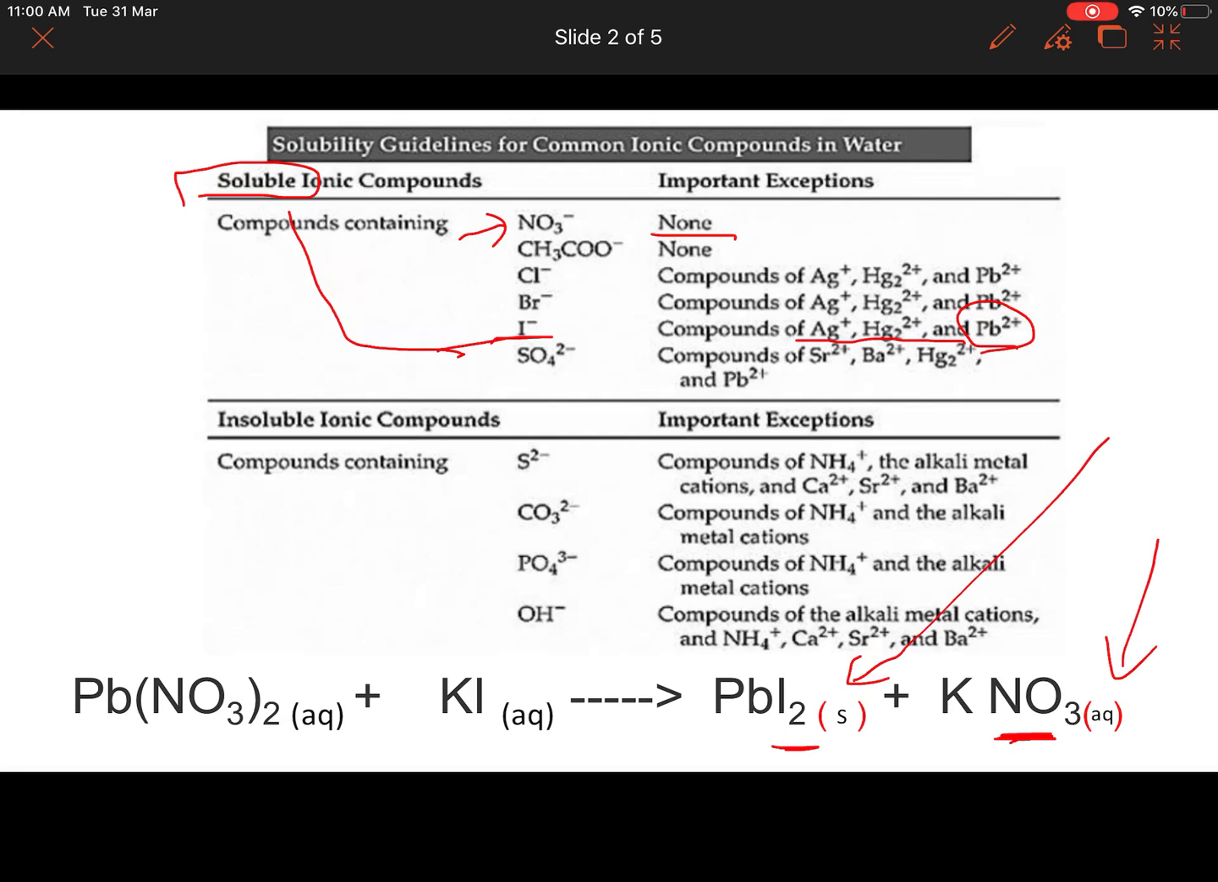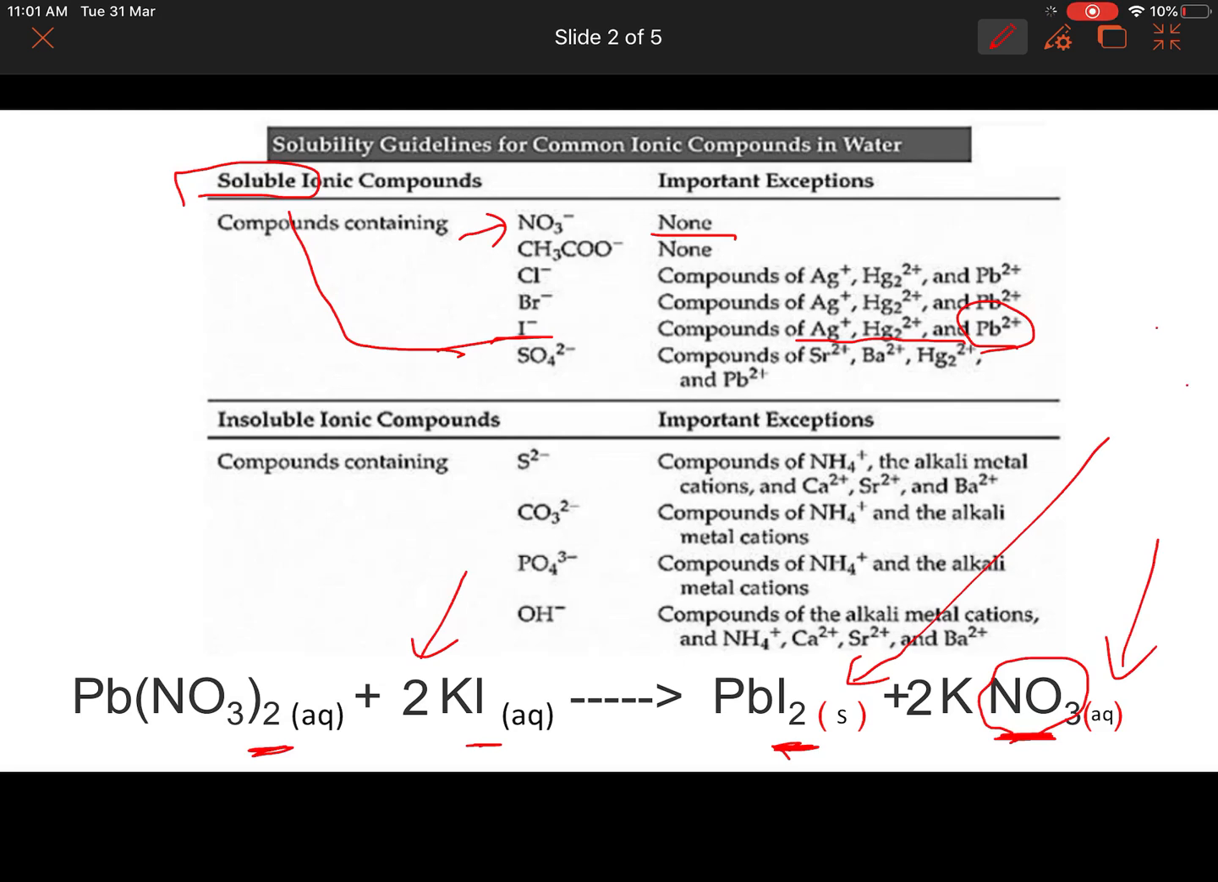In order for this one to be a chemical equation, it should be balanced. How to balance this chemical equation? Look here, we have 2 iodide, while we have here 1 I. And here we have 2 nitrates, and here we have only 1 nitrate. So to balance it, we have to multiply here by 2, and then here by 2. Now it is a balanced chemical equation.